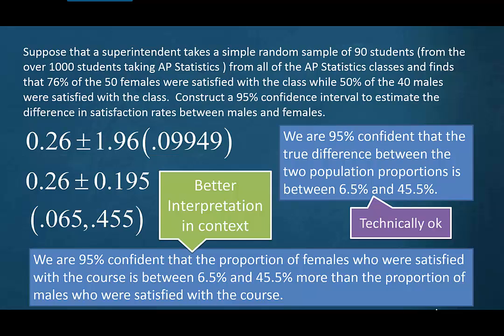A rather large interval. So what can we do if we were asked to make that margin of error smaller? It's close to 20%, right? 19.5% margin of error. Good, I need to increase my sample size, or I could lower my level of confidence.